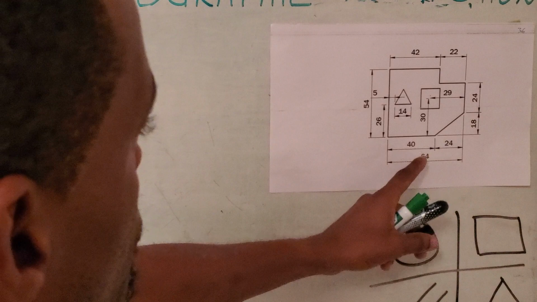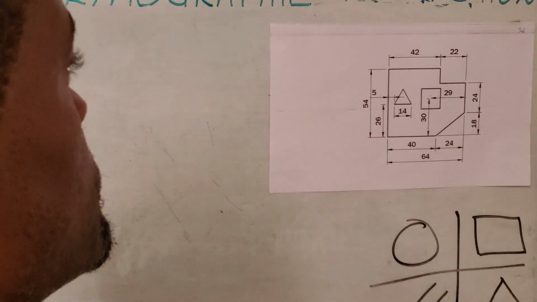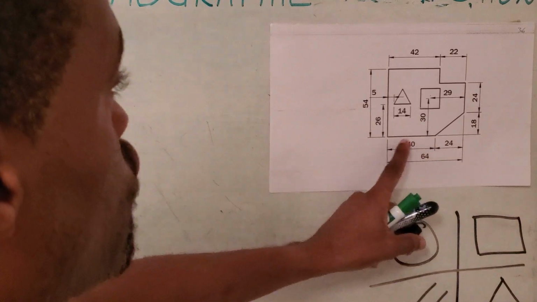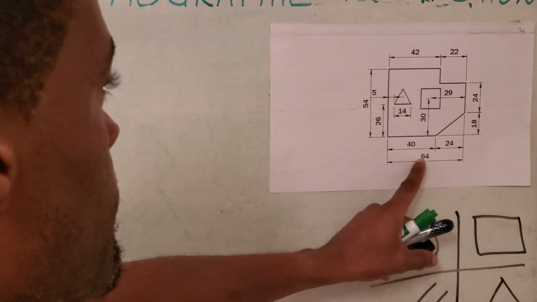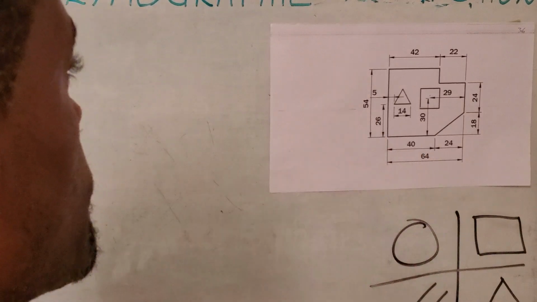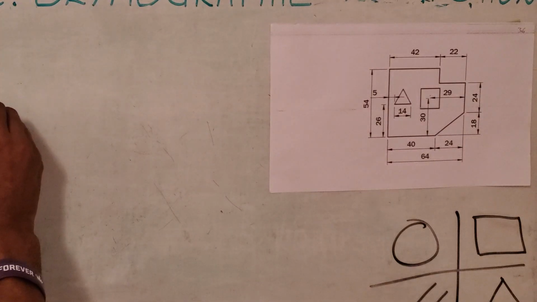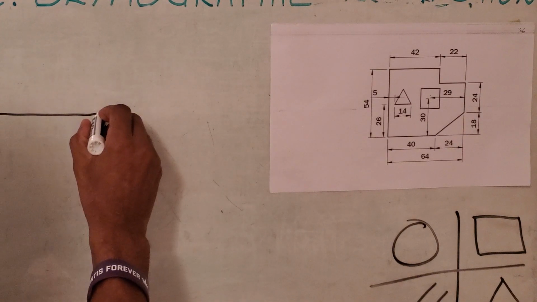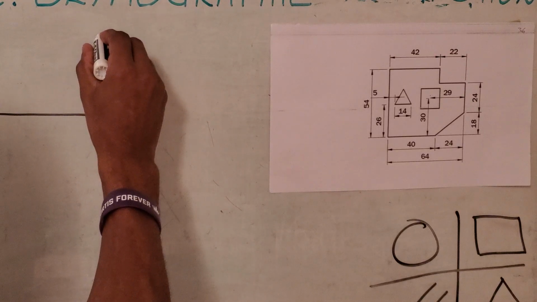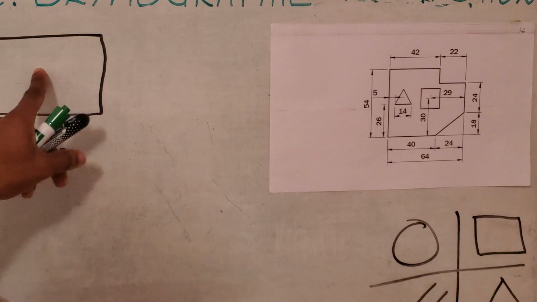First, we see this has an overall dimension of 64 by 54. So the first thing to do here would be to draw a rectangle of 64 by 54. We would type REC for rectangle, left click for the start point, then drag, enter, tab, 64, comma 54, enter to get this rectangle.